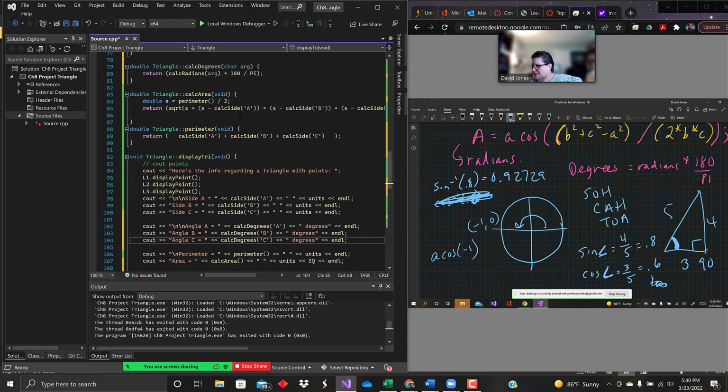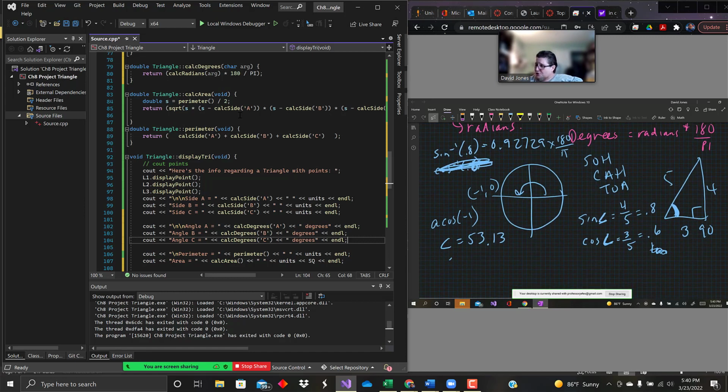Then I've got to multiply this by 180 over pi. Times 180 divided by pi. I'm getting one of these degrees is 53.13 degrees. The other should be 90 minus that. And what is that? 36.87. I'm doing that in my head, which isn't always the best thing. 36.87, that's rounding to 2 decimal places.